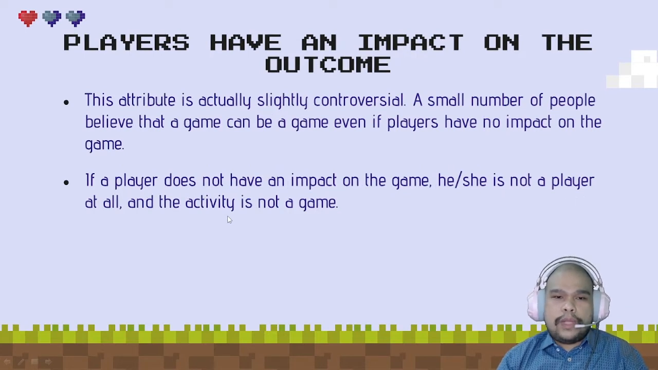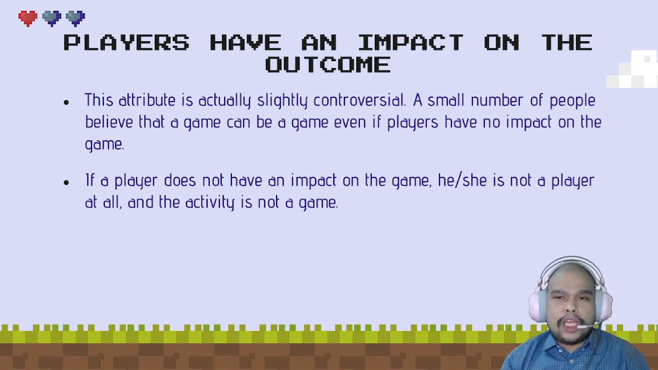Next, players have an impact on the outcome. This attribute is actually slightly controversial. A small number of people believe that a game can be a game even if players have no impact on the game. So what does this mean? When we say players have an impact on the outcome, it means our players will have a say, or will have the capability to dictate, what the outcome of the game will be.